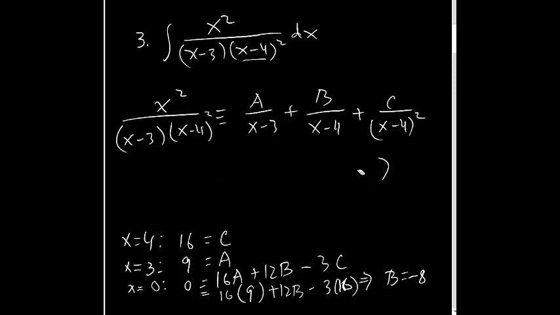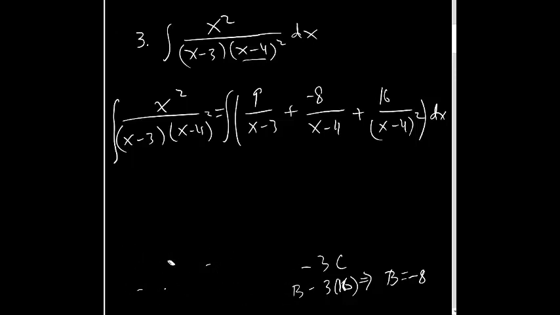Now I'm going back to the integral. So when I put the integral sign, my a is 9, so I can put 9 here for a. Then my b is negative 8. And my c is 16, dx. Is that true? Okay, so now do the integral.